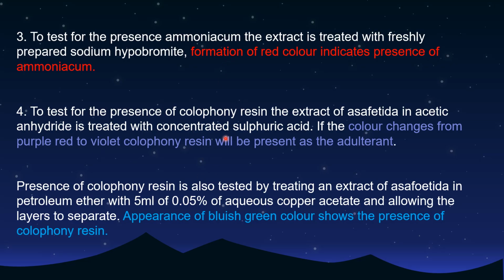To test for the presence of colophony resin, this filtrate is treated with acetic anhydride and concentrated sulfuric acid. Then we can see the color changes to purple, red or violet. So colophony resin presence can be identified.